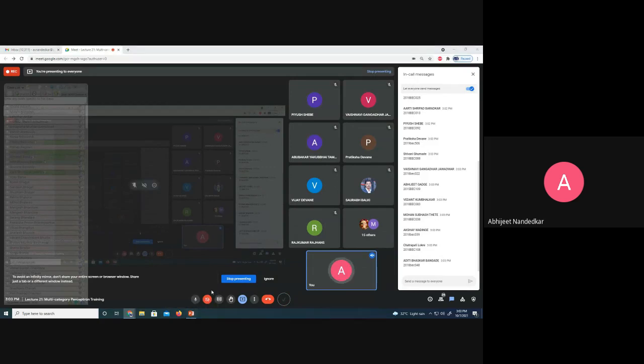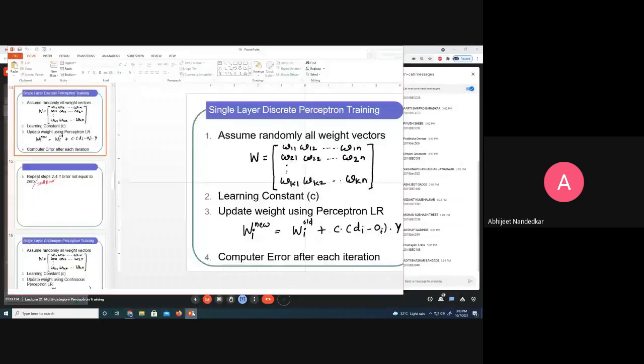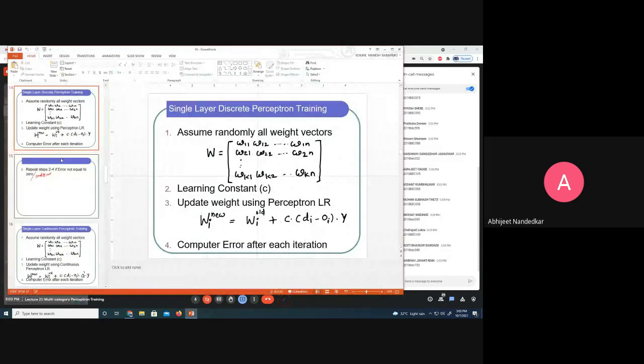So today we are going to see the next part called multi-class classification.